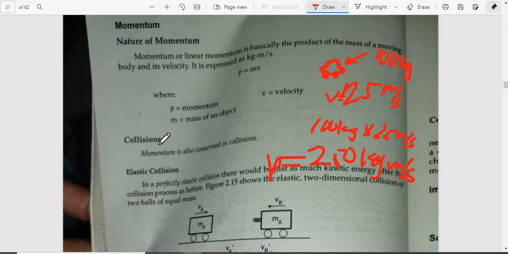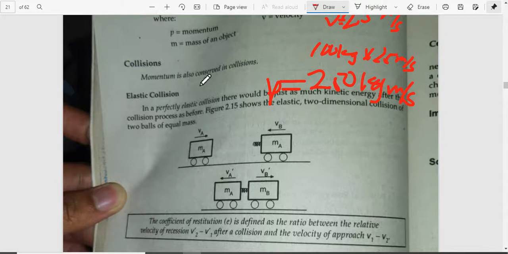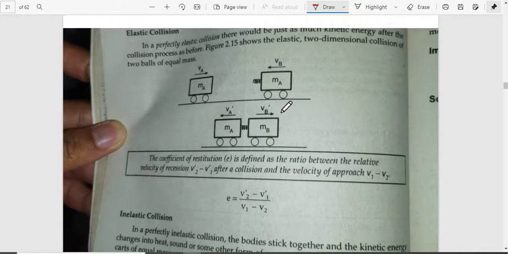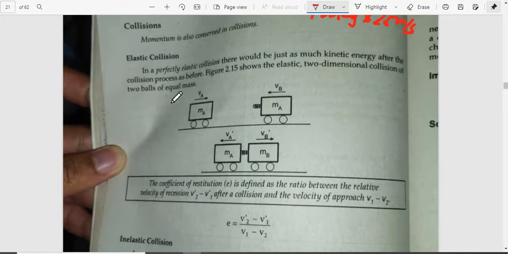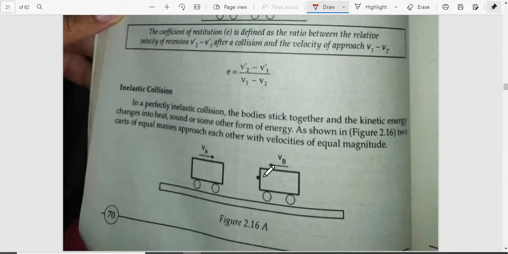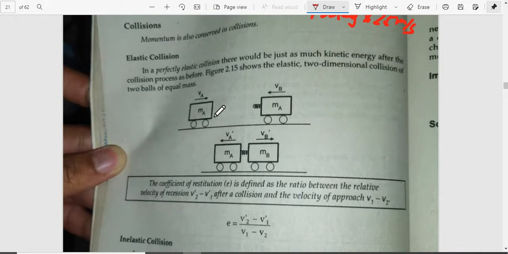Momentum is also conserved in collisions. A collision is between two or more objects. You have your elastic collision. In a perfect elastic collision, there will be conservation of kinetic energy. Figure 2.15 shows an elastic two-dimensional collision of two masses. So you have your velocity A and velocity B. In an elastic collision, there is like a spring between them. So, for example, the two objects hit, and therefore they bounce back in opposite directions.